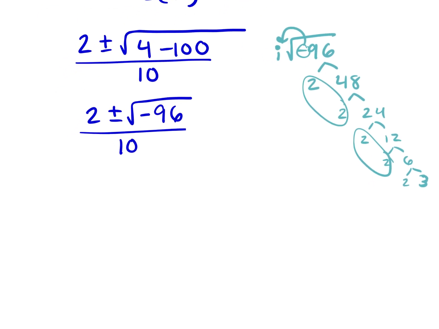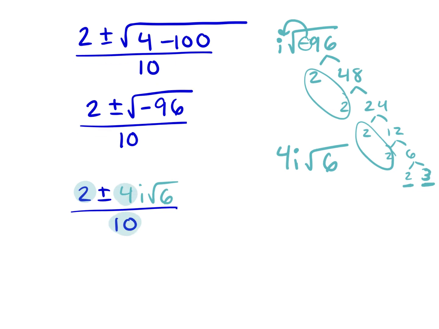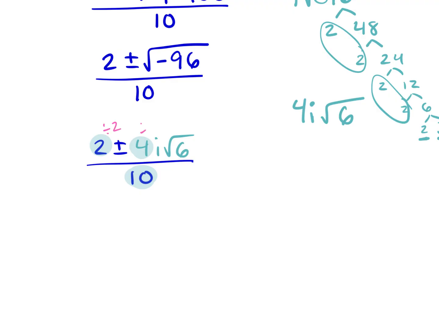Multiply. So we have 4 that comes out because 2 times 2 would be 4. What else came to the outside? i. And what stays on the inside? What else? 2 times 3, which would be what? 6. Perfect. So here we have 2 plus or minus 4i square root 6 over 10. Now let's see, are all 3 of our whole numbers divisible by the same thing? Yeah. What? 2. We can divide them all by 2. So we get 1 plus or minus 2i square root 6.